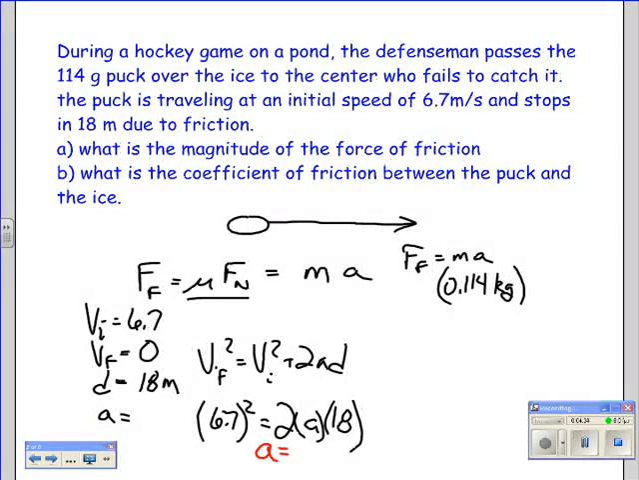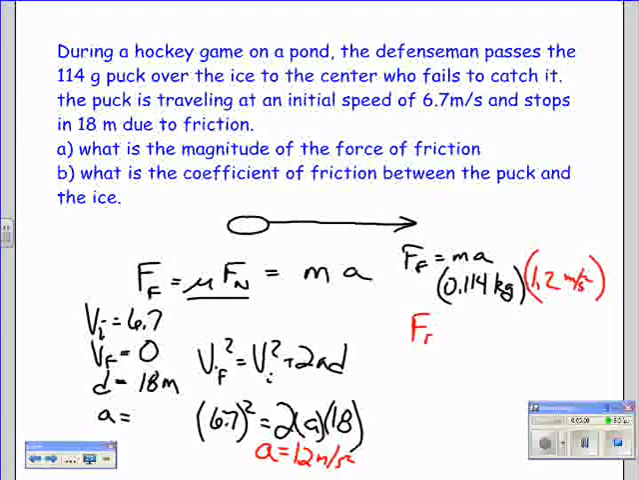So what is the acceleration? 1.2? How many significant digits do we have? 2. Okay, because the 18 and the 6.7, we've got 2 significant digits to deal with. 1.2 is our good answer. So our acceleration is 1.2 meters per second squared. Mass times that, so what is the frictional force between the puck and the ice? 0.14?